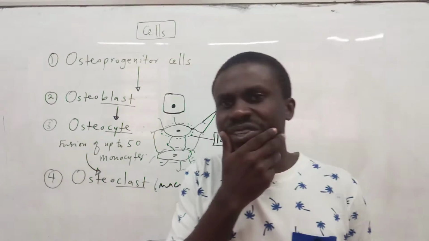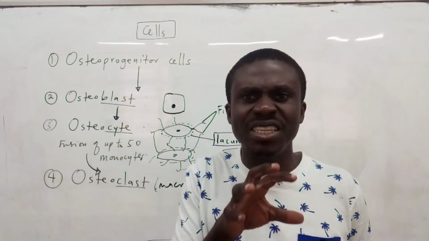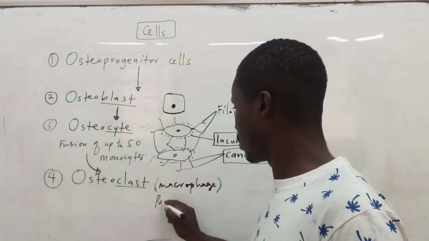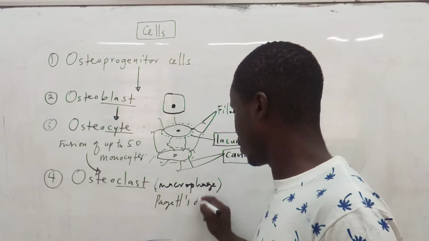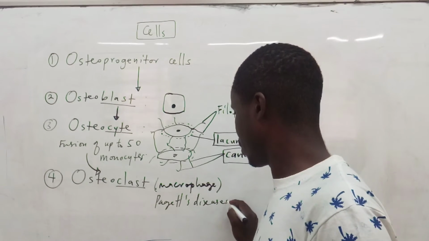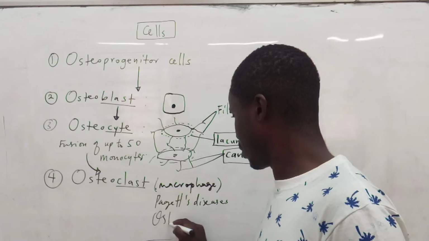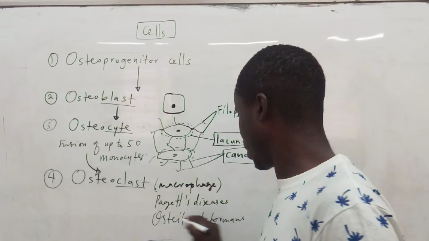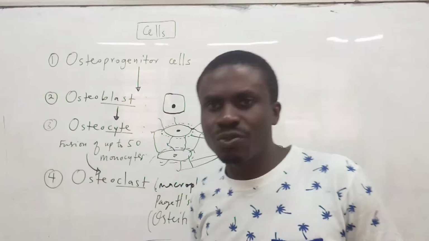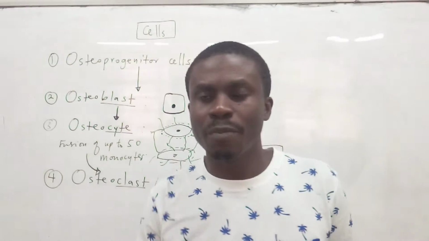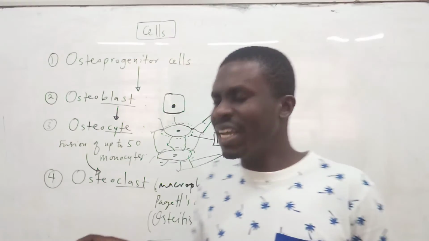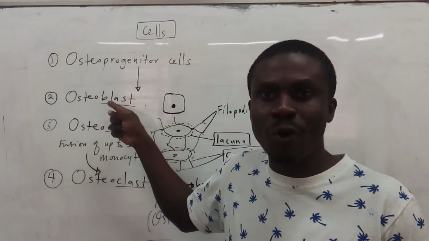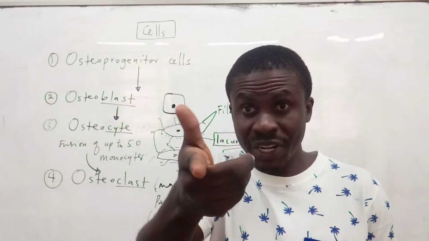This is where something happens. There's one disease or disorder we call Paget's disease, which otherwise we call osteitis deformans. Now, whenever there's bone resorption, it is followed by what we call bone deposition, bone formation. It is happening in you right now.